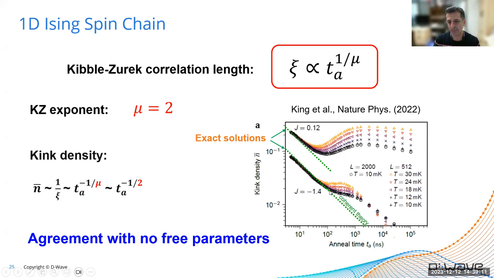So the kink density means that you are always in the excited state. Up to this time scale, where we see the coherent behavior, we haven't reached the ground state. This is all excited state, and in the context of a spin glass, this is a local minimum. These are not exact solutions.